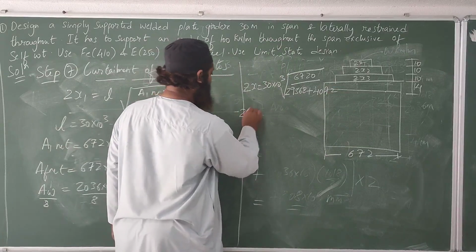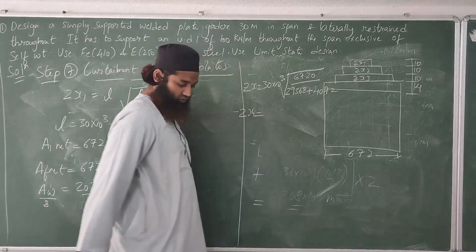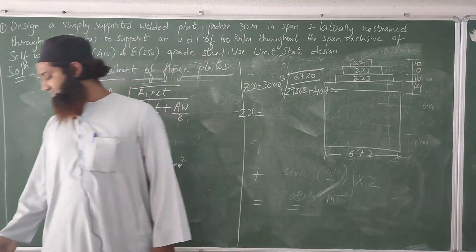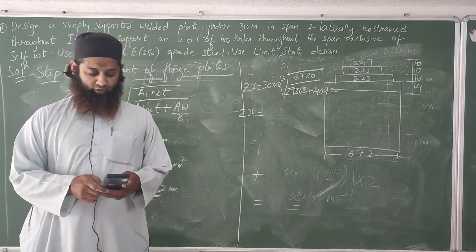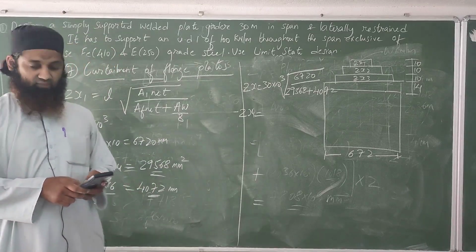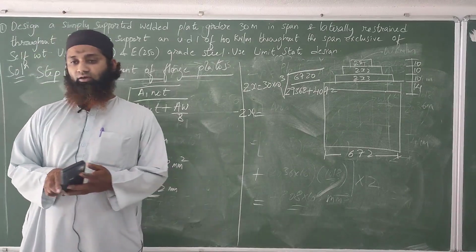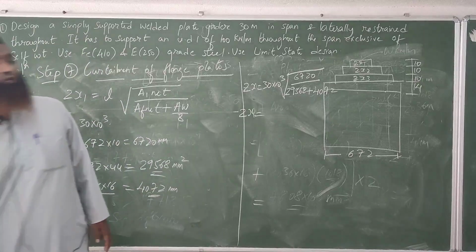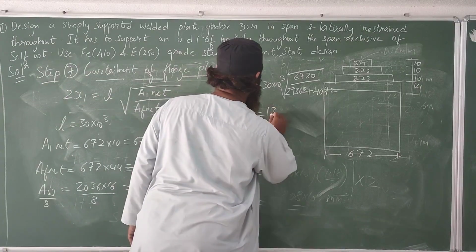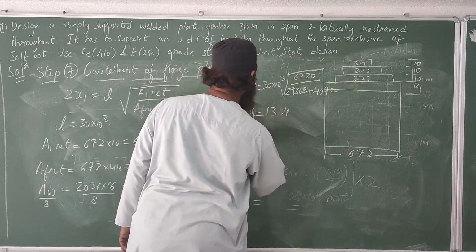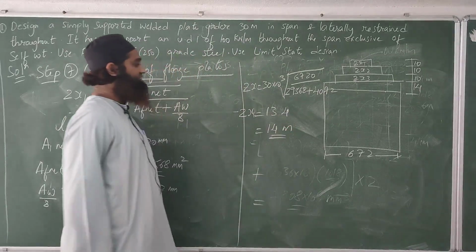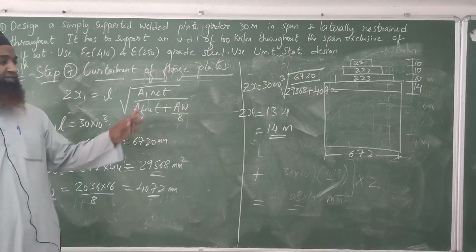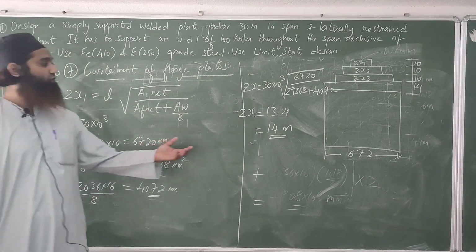Now this 2x1 value, if you calculate, you will get that value of 2x1 as, you can just check it here, 13.4. I got it as 13.4 meters. I got it in meters, so it is 14 meters.